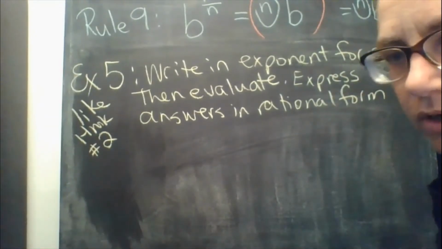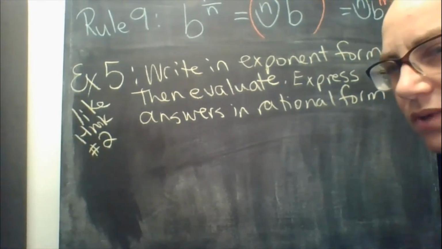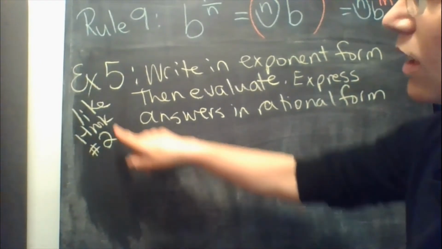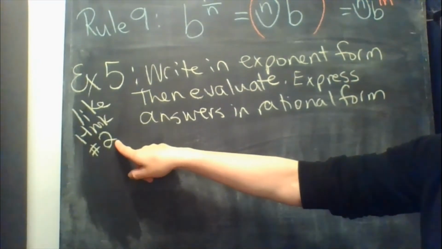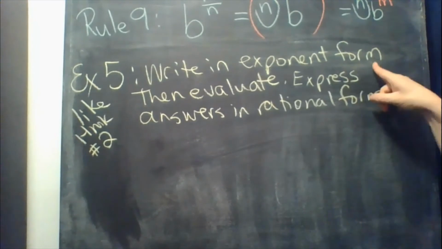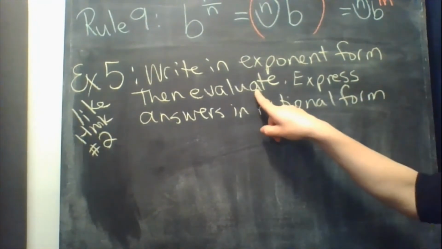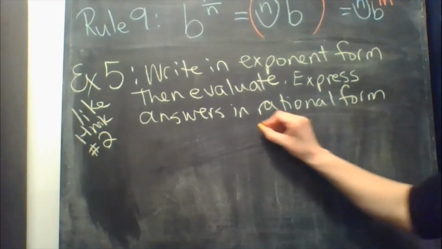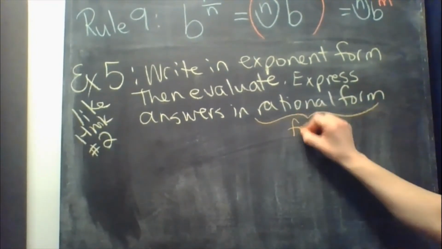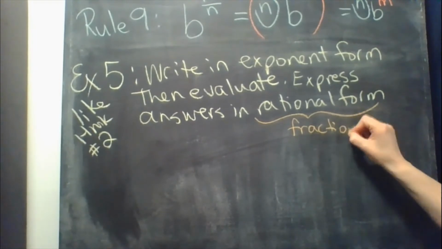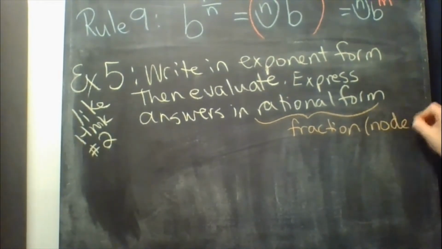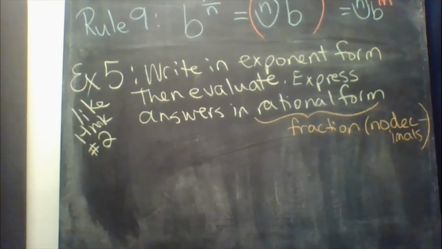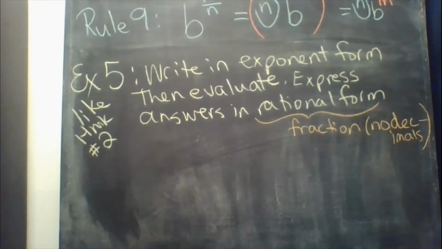Okay, let's do a few more examples. Your textbook doesn't have a whole lot of really good examples, so let's add this one in. I'm just guessing that we're at example 5. I don't really know. But this is just like your question number 2 in the homework. The question is worded: write in exponential form, then evaluate, express answers in rational form. Rational form just means, remember, rational is another word for fraction. So that means no decimals. Okay. So let's try a few.